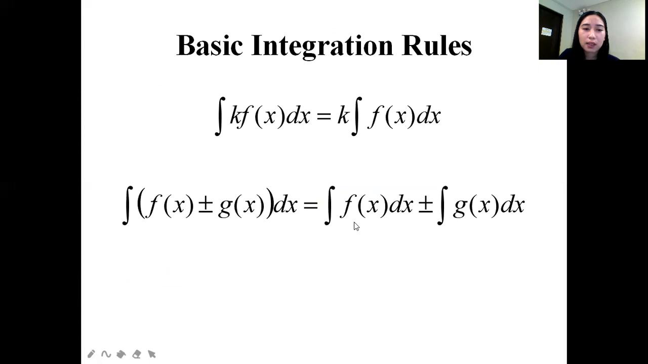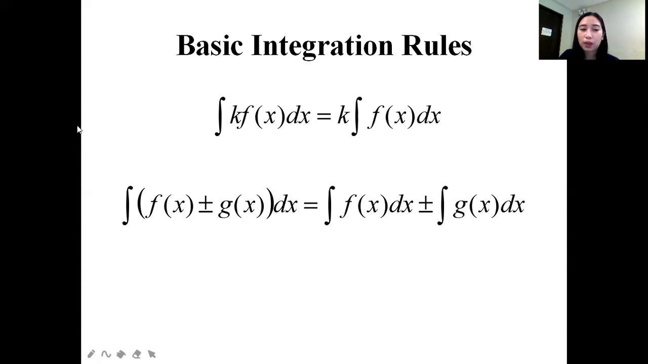So let's go back to the basic integration rules. The integral of k f of x dx is equal to k times the integral of f of x dx, because k is a constant. It is not like a differential, where it cancels out to zero. So we can take it out of the integral, since what we integrate is the function containing x.